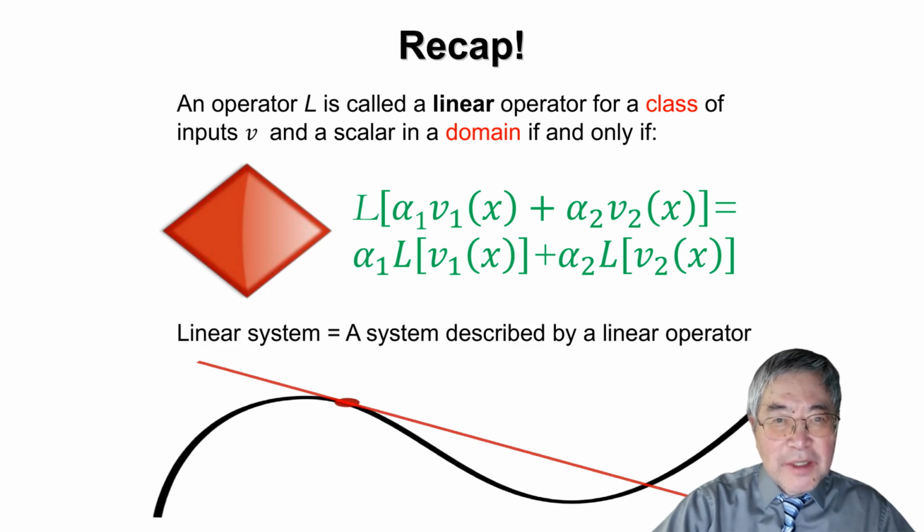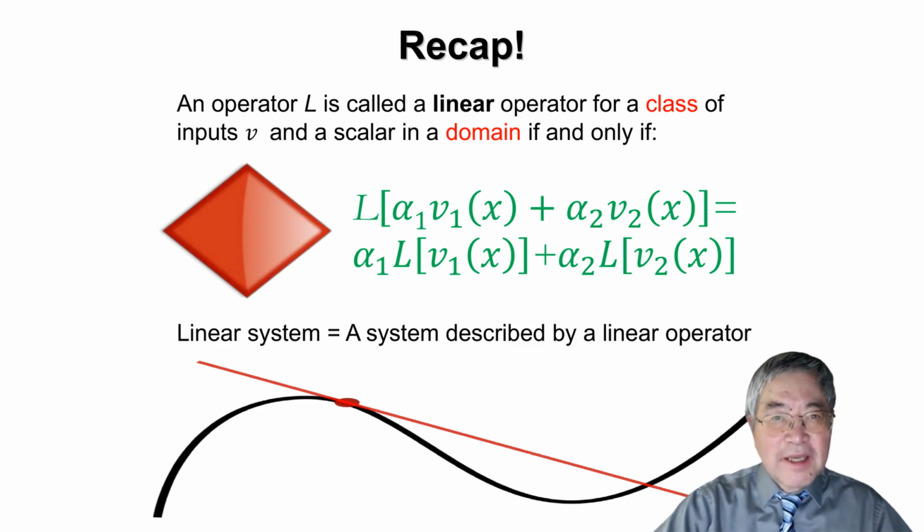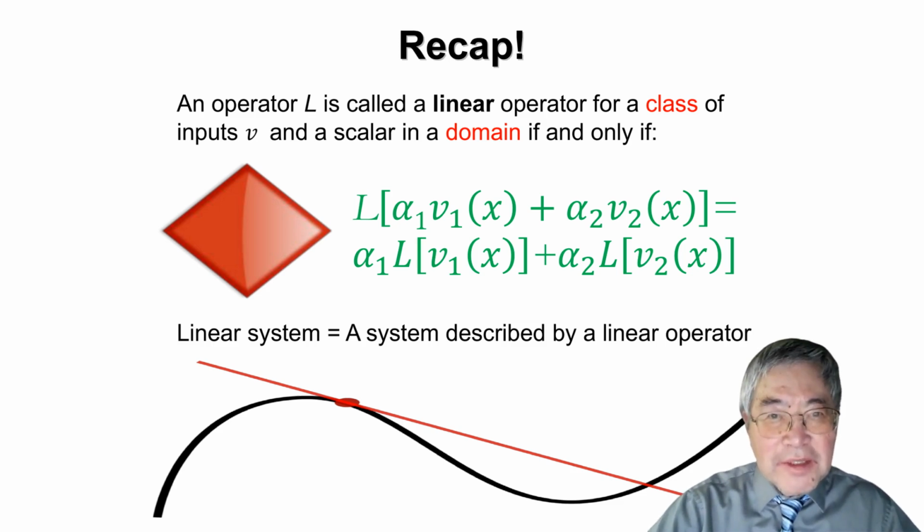Now that we've explored examples showing how additivity and homogeneity can be independent or dependent, let's bring it all together with a recap. A linear operator is defined by a criterion that combines additivity and homogeneity into a single expression. An operator L is called linear for a particular class of inputs V and a scalar in a given domain if and only if it satisfies the superposition principle.